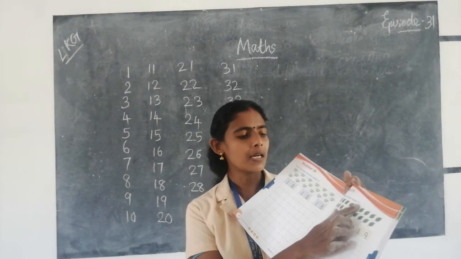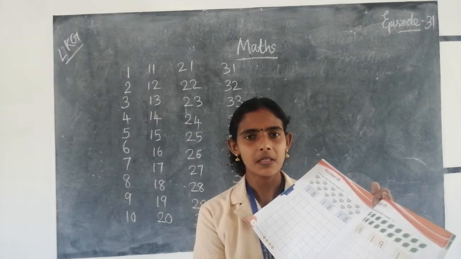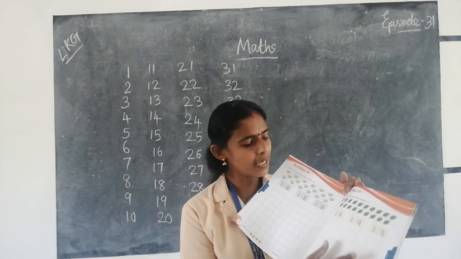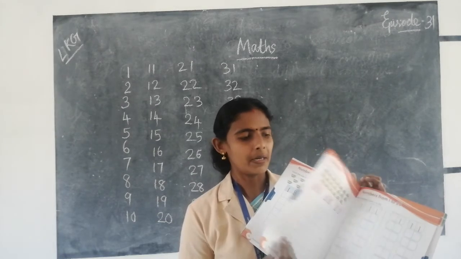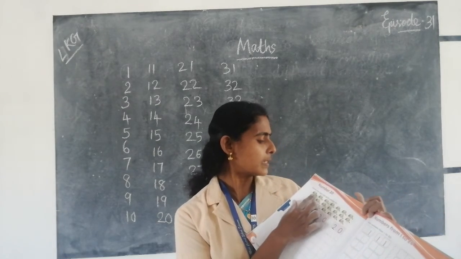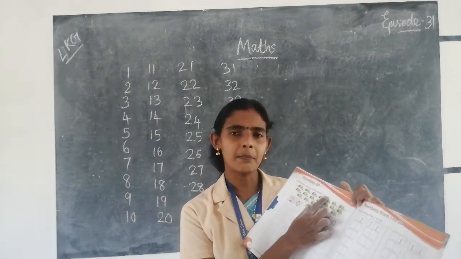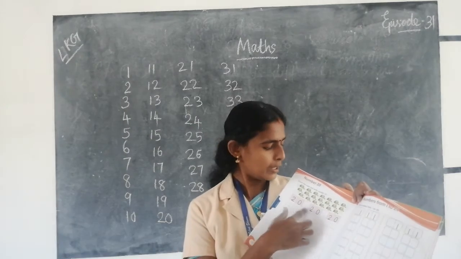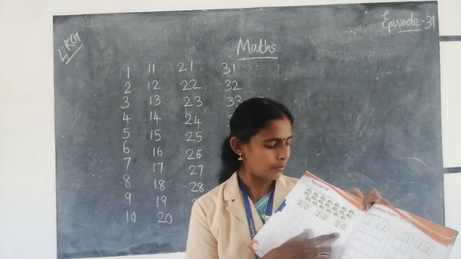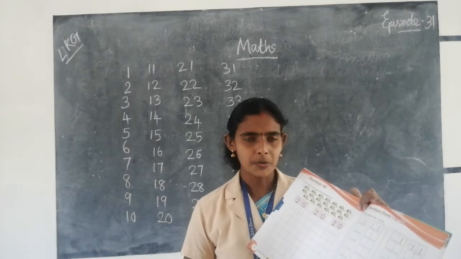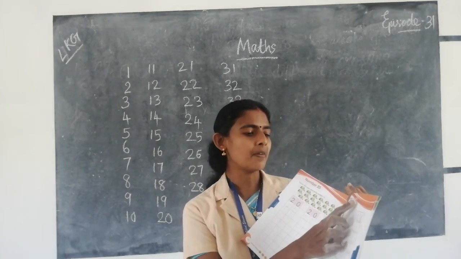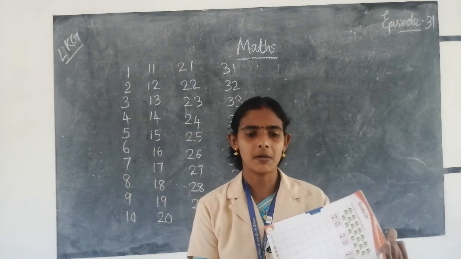Next, count the leaves and write number 19. Yes, 19 leaves are there. So you have to write number 19 in all boxes. Next, count the caps and write number 20. There are 20 caps. So you have to write number 20. Next, numbers from 1 to 20. Very well.